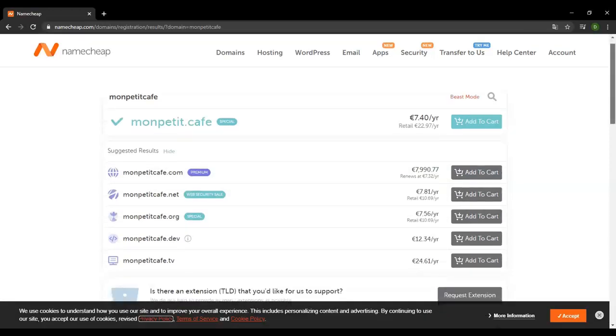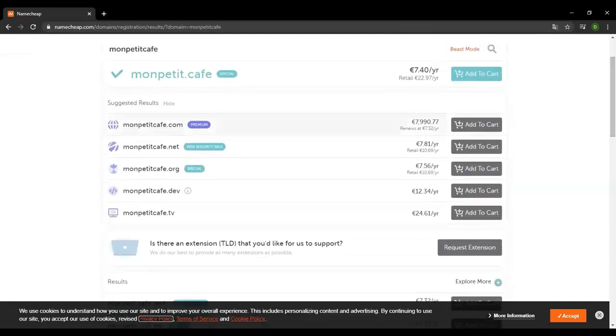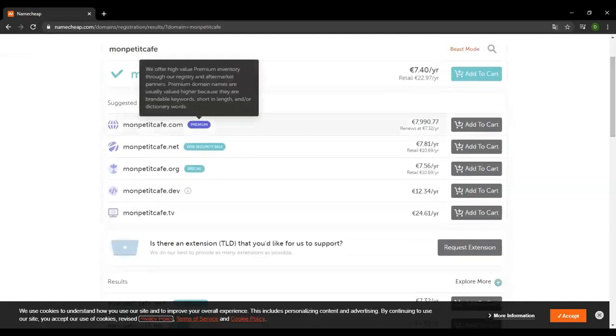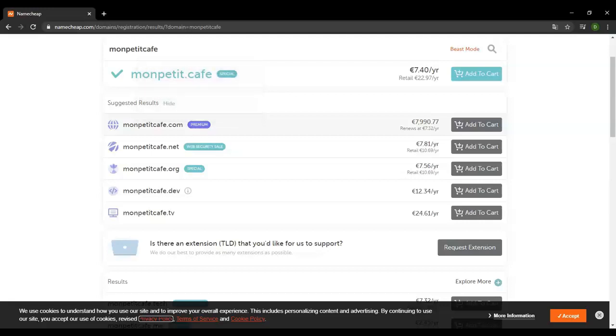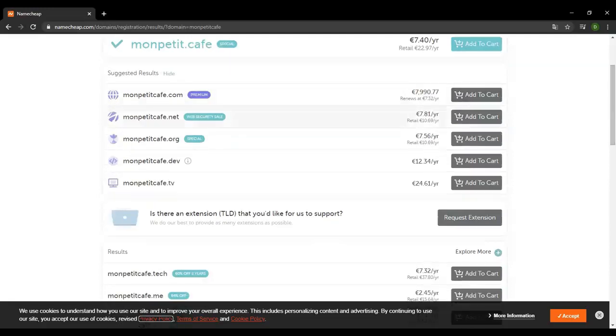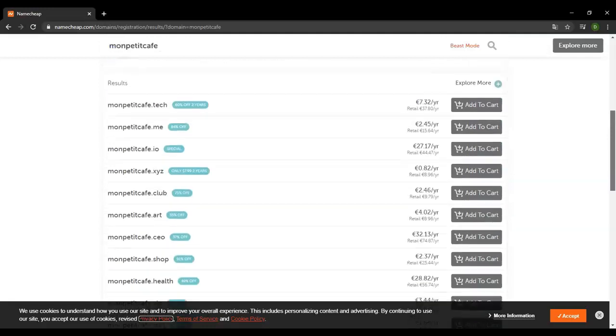Then the page finished loading. We can see that mylittlecoffee.com is a .com domain name, so premium. It's therefore 8,000 euros. On the other hand, we have domains like mylittlecoffee.net, which is 7.81 euros per year. We also have the .org and other domains available.